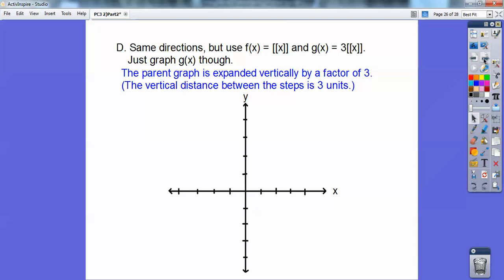All right, so same directions. This is a greatest integer function. So this 3 right here just says it's going to be expanded vertically. Looks like I have the answer already there except for the graphic. Vertically by a factor of 3. These are like those little stepping stools. Remember those little stepping stools? There's my greatest integer function graph right there.